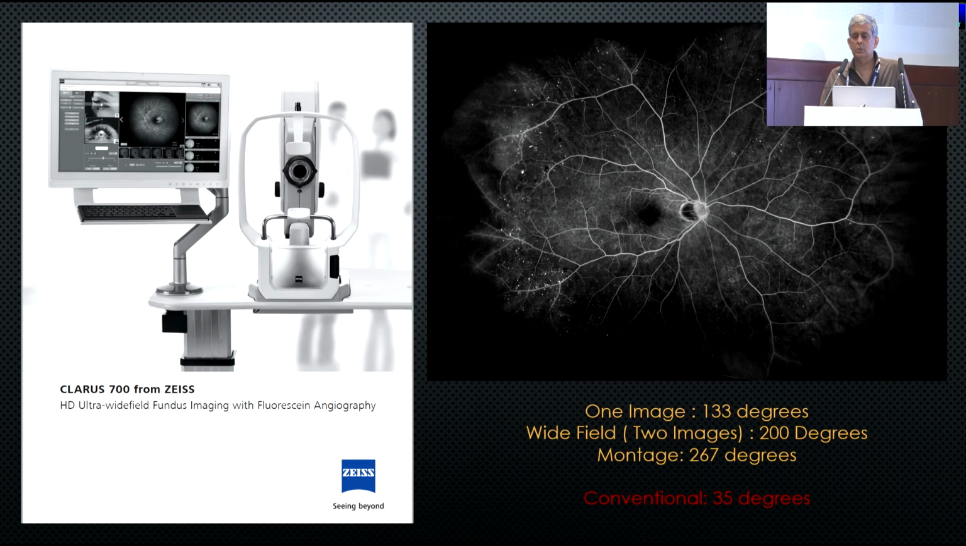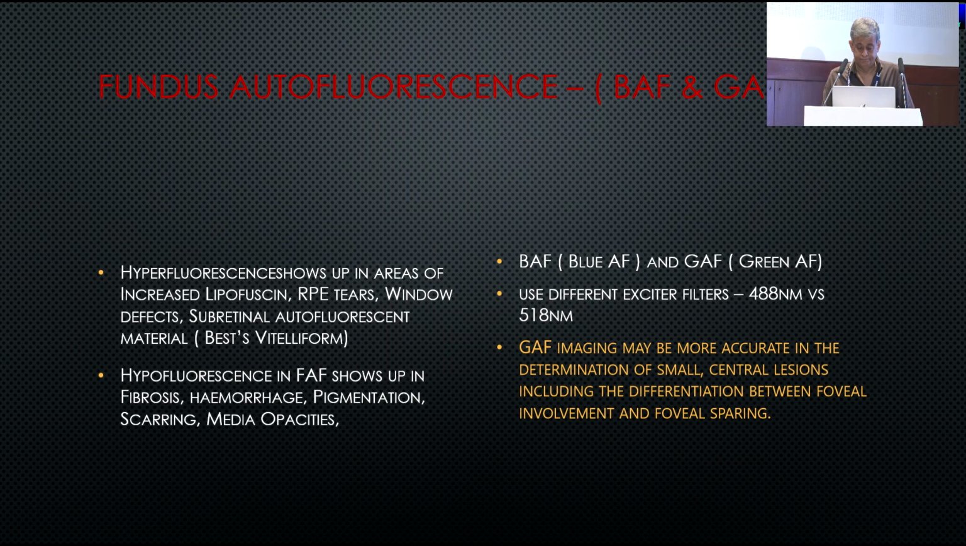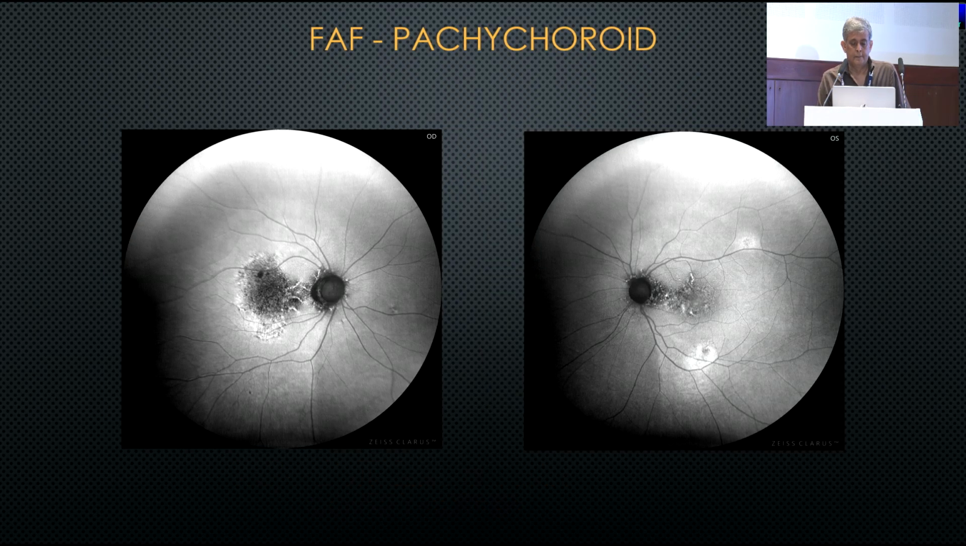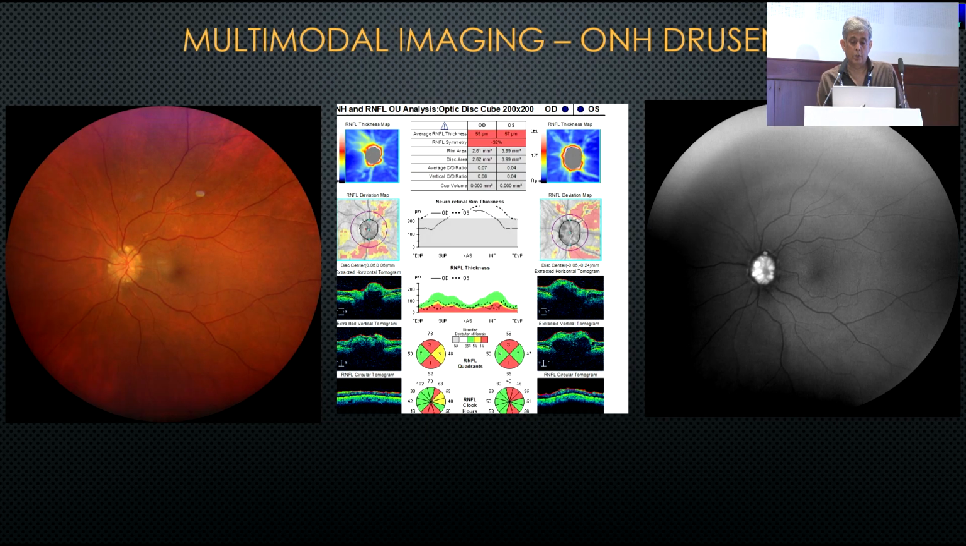The other method we use for monitoring and looking after patients is the Clarus 700, and I can say without doubt that this is one of the finest machines that I have ever used for photography. It's just absolutely fabulous. With a small pupil, we get absolutely crystal clear views, and we get true color. We can also do an autofluorescence with it. Here is a guttering seen in a pachychoroid. Here is a stippled change that you see in pachychoroid again.